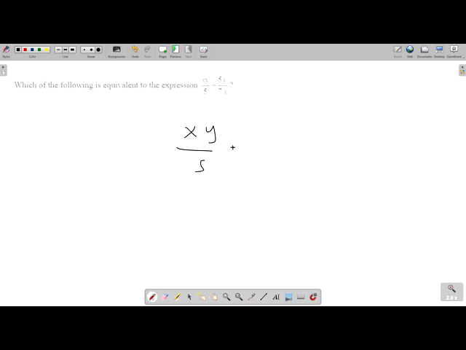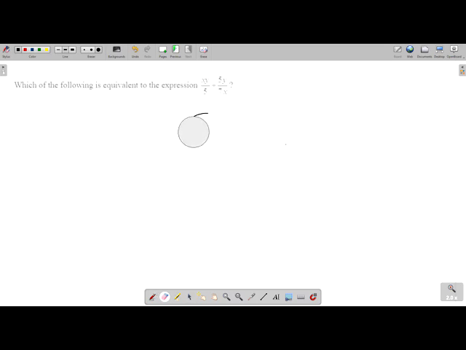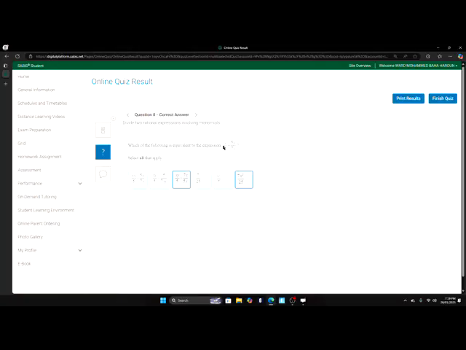xy over 5 times 7x over 5y. Cancel the y's. Yeah, so you can't cancel two numerators of different fractions. Okay guys, that was my mistake. Sorry, I didn't notice that. Over 25y. Oh no, we cancelled the y, so just 25 alone. Okay, please guys, remember that you can't cancel two numerators of the same fraction, and same for the denominators.